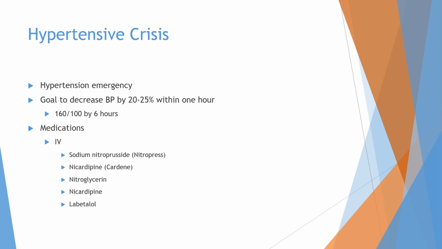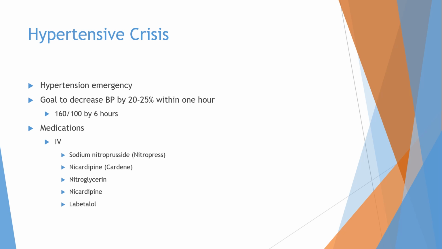chest pain, anything like that, where we have so much force, right? Our blood pressure is so high that we are clamped way too down. And so we're vasoconstricting so much that we're actually impeding blood flow to organs like our brain and our kidneys. We want to decrease our blood pressure by 20 to 25% within the first hour, and then our goal is to be 160/100 by 6 hours or lower.